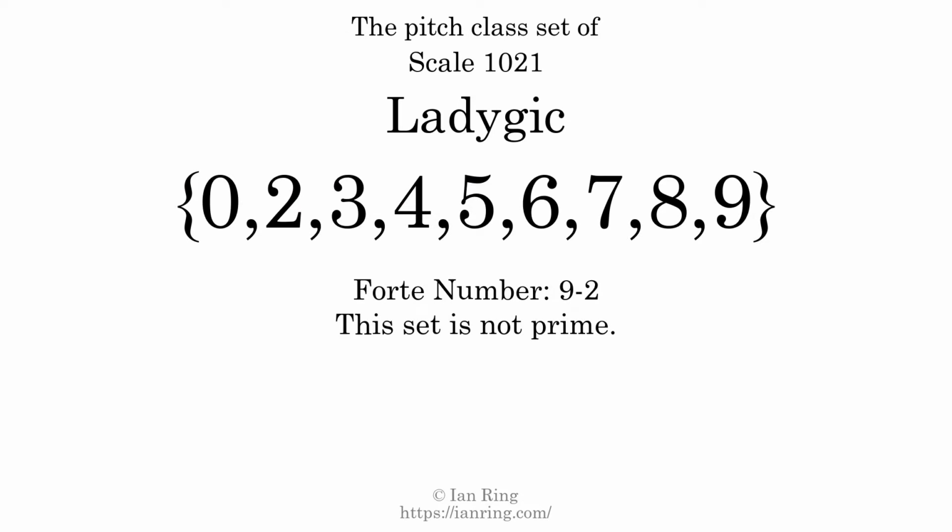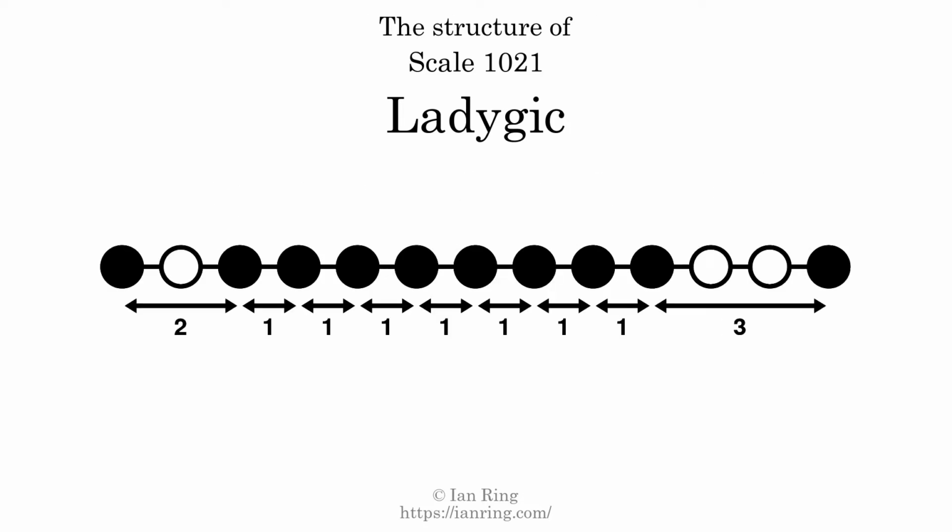The pitch class set for this scale is 0, 2, 3, 4, 5, 6, 7, 8, 9. The forte class is 9-2. This set is not prime. The structure of a scale is a description of the interval distance between each successive tone. This scale has a structure of 2 1 1 1 1 1 1 1 3.